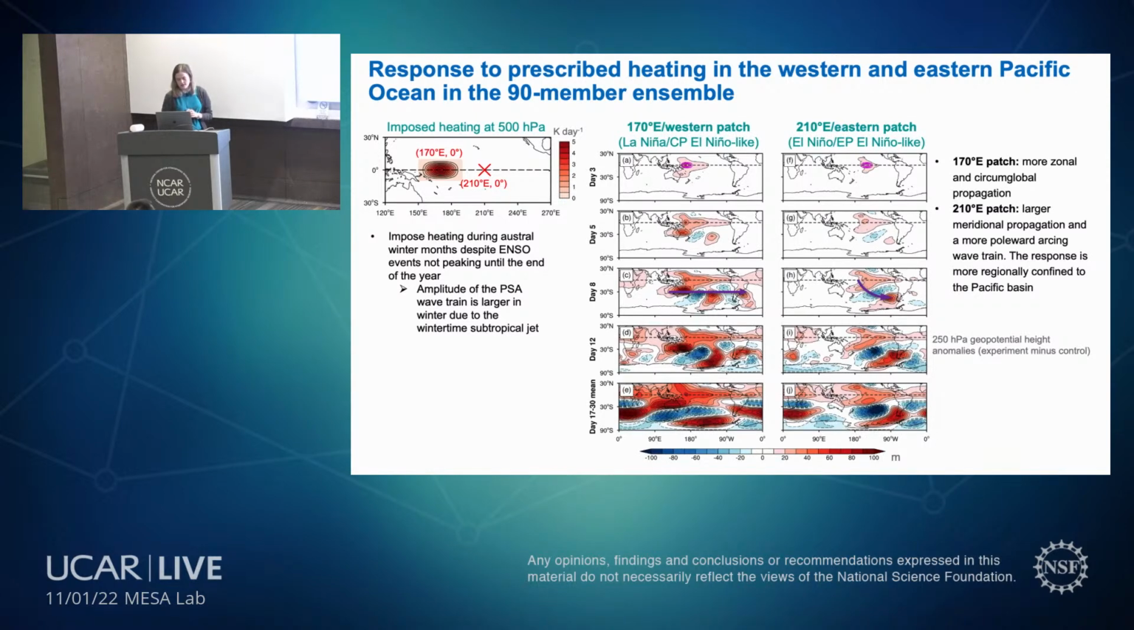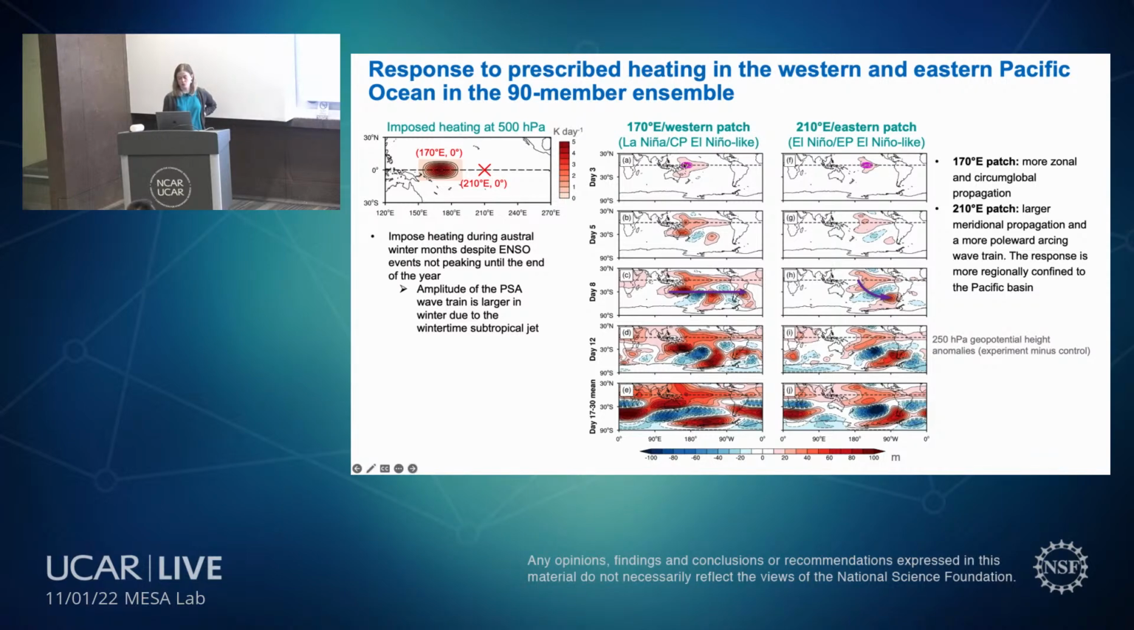So this is showing a similar figure to what I showed earlier. This is the geopotential height anomalies in the upper troposphere, so the difference between the experiment and control for the westward located patch on the left and the eastward located patch on the right. And again, looking at this daily evolution. So what we can see, focusing on this 170 degree east patch first, is a similar evolution, at least initially, to the Eastern Indian Ocean experiment.